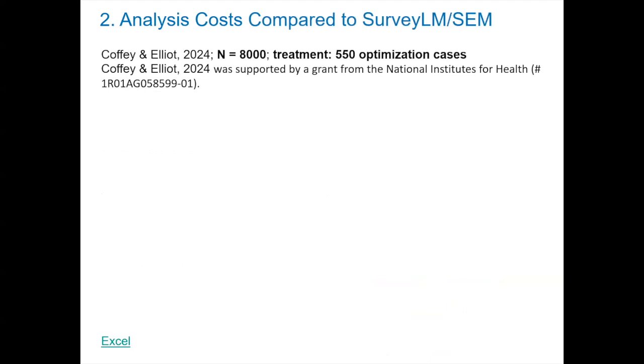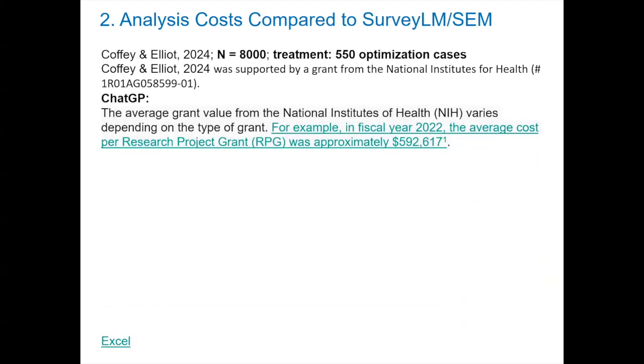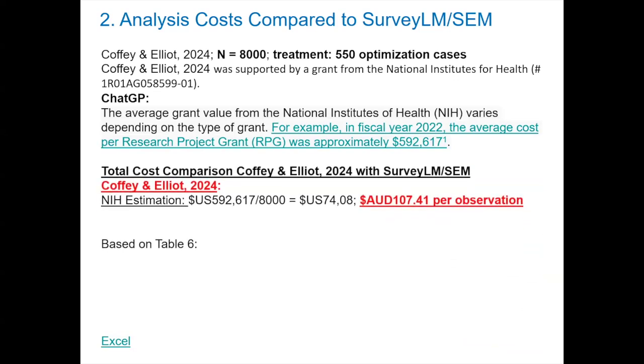So I just want to do a quick compare and contrast here before I move into structural equation modelling and a proposition on how you can do this better. So basically, this was a National Institute of Health research project. I used ChatGPT to find out you get about $500,000 to $600,000 on average in there. Divide that by 8,000 and you get about $107 per participant. Okay, that's pretty rough, isn't it? Then I used their figures.